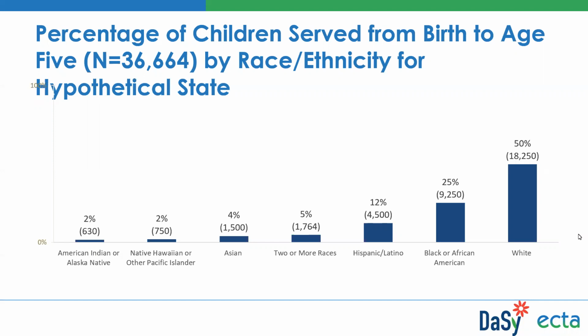the number of children by race or ethnicity across the state. So this is the total number of children served for a year. That number may look different than a specific child count data.